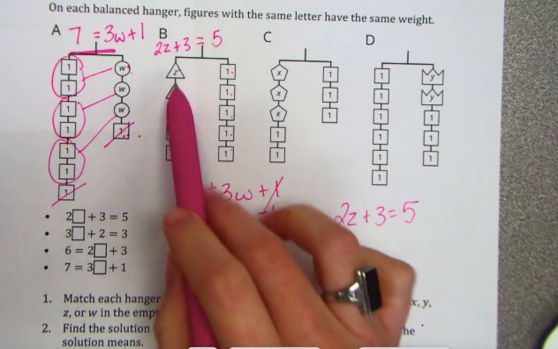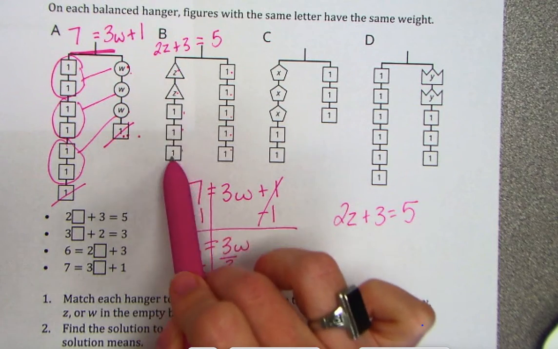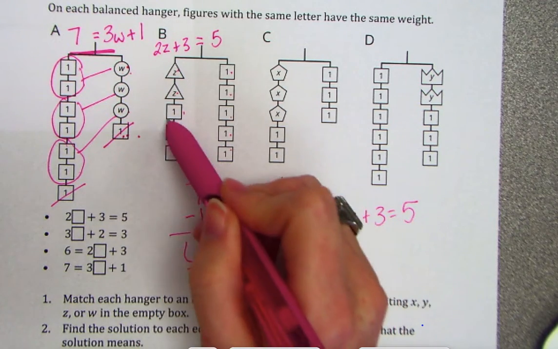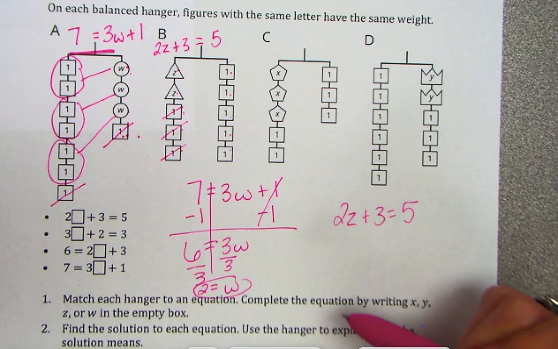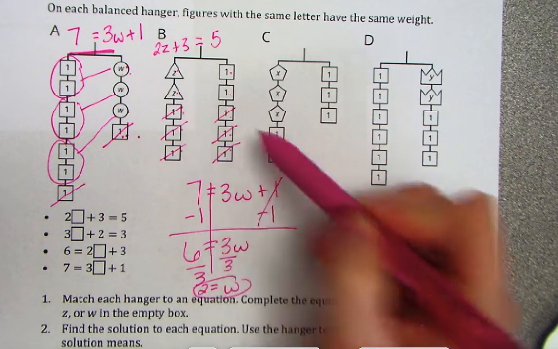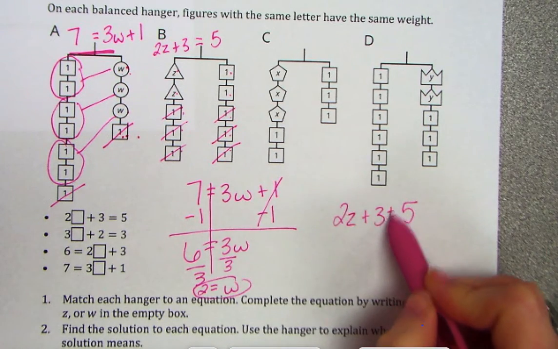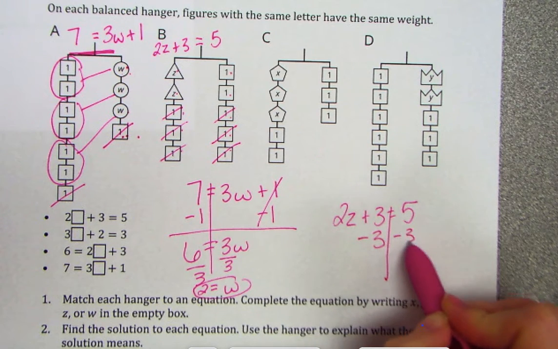So, I want to get my Z's by themselves. I need to get rid of these extra ones. I'm going to take away 3 ones. Remember, keep it balanced. Do the same thing on the other side. If we were to write this algebraically, it would look like this.